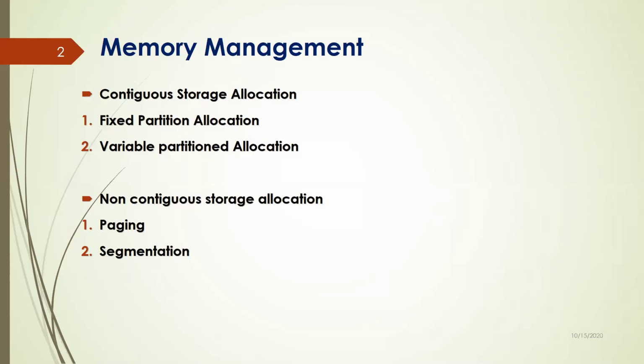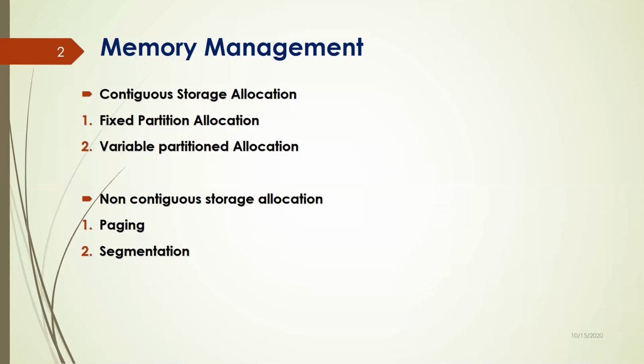Right. And what does variable partition memory allocation mean? The allocation will be done dynamically, based on the incoming process or the file which is coming. So based on that particular file size, the memory will be allocated and given accordingly to the particular process or file. So this is how contiguous storage allocation works.